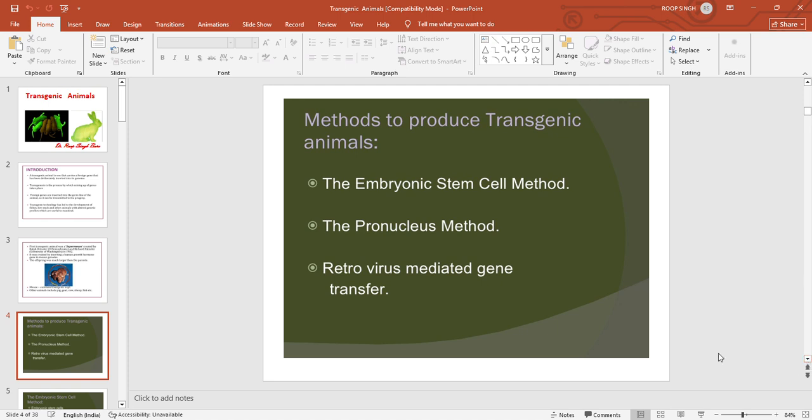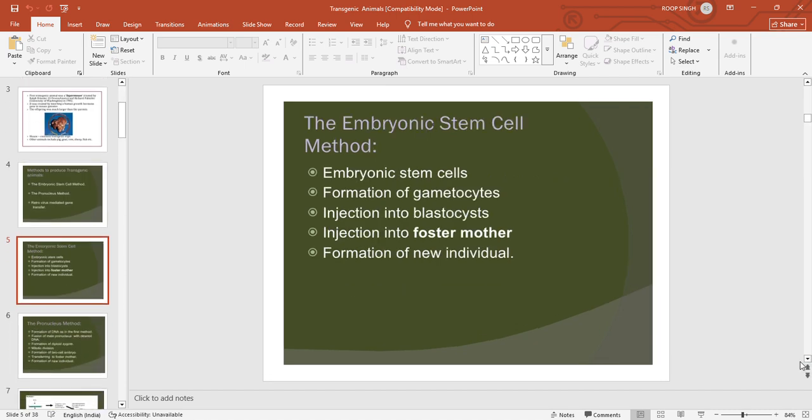So what are the methods to produce transgenic animals? The common methods are the embryonic stem cell method, the pronuclear method, or retrovirus mediated gene transfer. So these are the three methods which can be employed to create a transgenic animal. Embryonic stem cell method: in this, embryonic stem cells are collected, followed by formation of gametocytes, injection into blastocysts, and then injection into the foster mothers, and then we get a transgenic animal. So this is using embryonic stem cells.